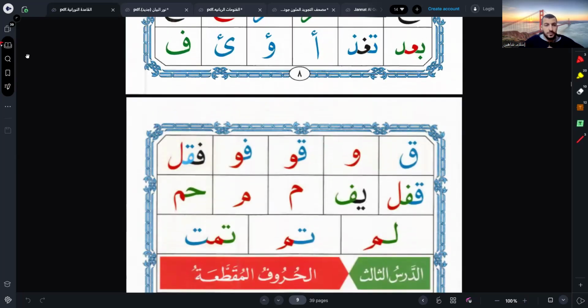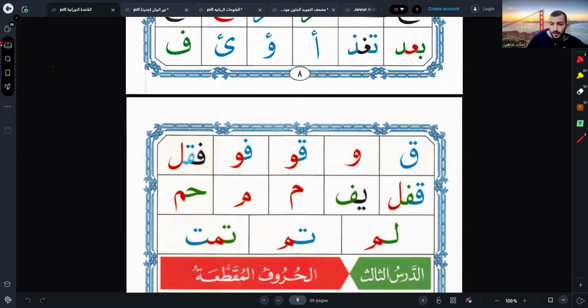So fa and qaf, wow. So we have again qaf, wow, fa, wow, fa, qaf, lam, qaf, fa, lam, ya, fa. This is meme, and this is also meme. So we have here ha, meme, lam, meme. So this is lam because it is connected to the next letter. Don't mix between it and the alif, please. Da, meme, da, meme, da.